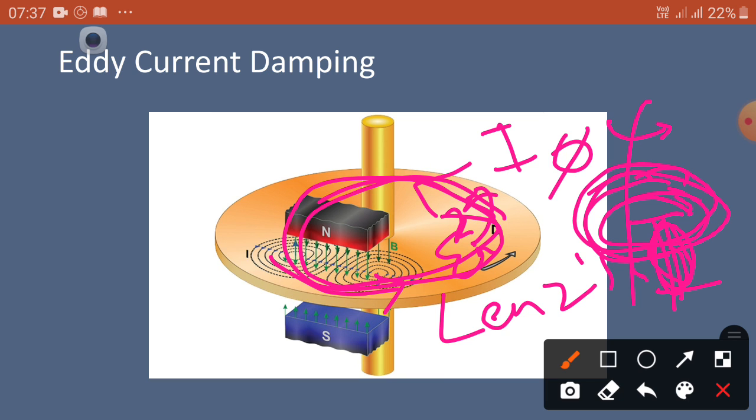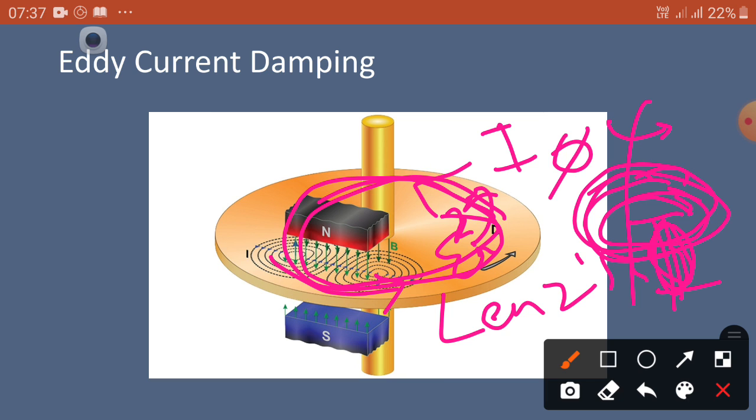So automatically the speed of the spindle changes. Before this flux is produced, suppose the speed is 100 RPM. Now the field opposes the rotation, so the speed may not be 100 RPM, it may be 95 RPM. 5 RPM is reduced due to the opposition of the magnetic field. That means the speed changes.